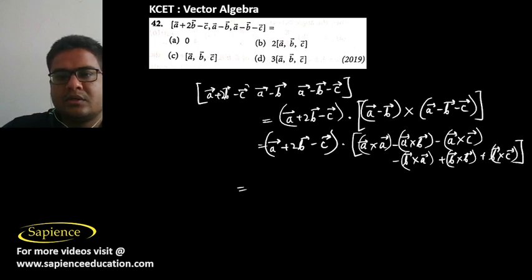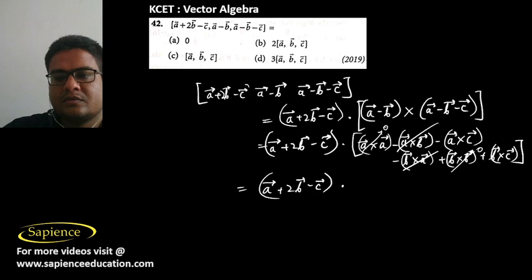This a cross a will be 0. A cross b and b cross a is plus, but these 2 will cancel. B cross b also is 0. This a plus 2b minus c vector dot b cross c minus a cross c.